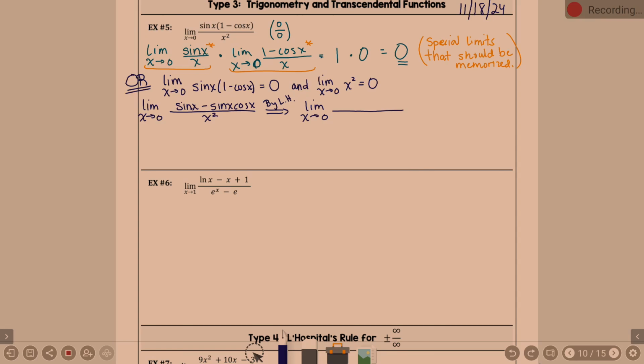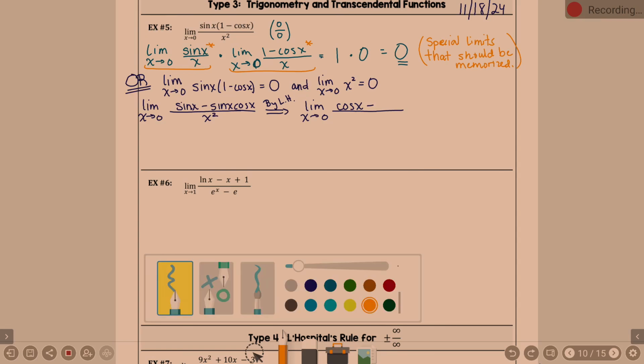On top, what's the derivative of sine of x? Cosine of x. Now we're going to subtract, and we're doing the derivative of sine x cosine x. How do we have to do the derivative of sine x cosine x? It's a product rule, yes?